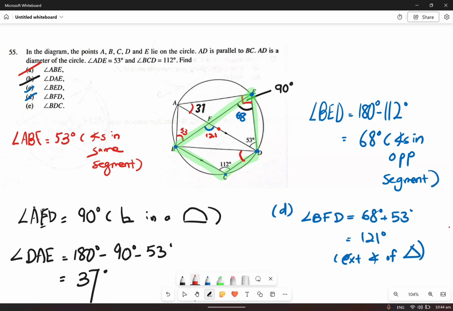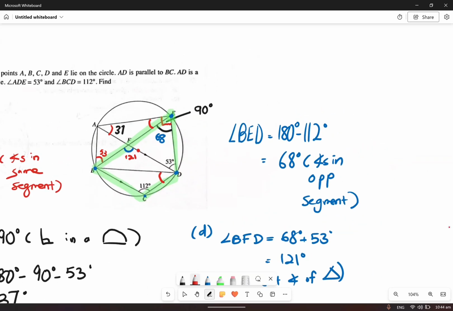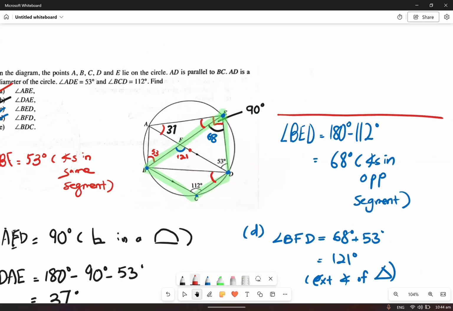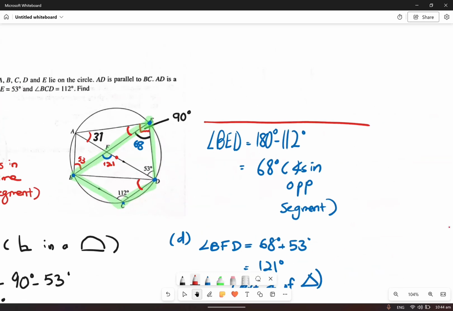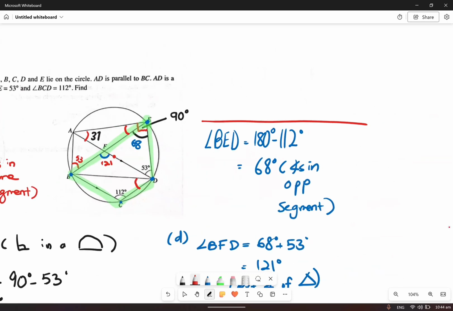22, check. 22 is not correct. 37 is not correct. Okay, one by one first. How about let's find this one first? Do you all know this? AEB. I'm doing E already. 46. 46 is correct. Very good.